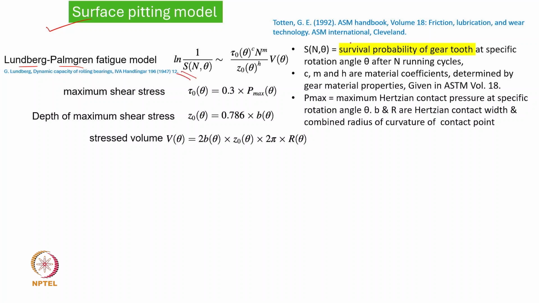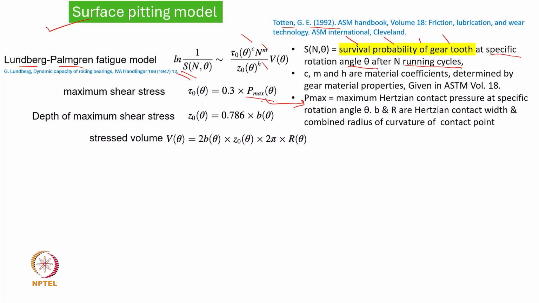S(N) was defined as the survival probability of the gear tooth at a specific rotation theta and number of cycles n. So this relation is already available in literature, and these are the constants C, M, H, which have also been defined in the ASM Handbook in 1992. This has been shown here, and we have already used Hertzian equations in our earlier lectures.